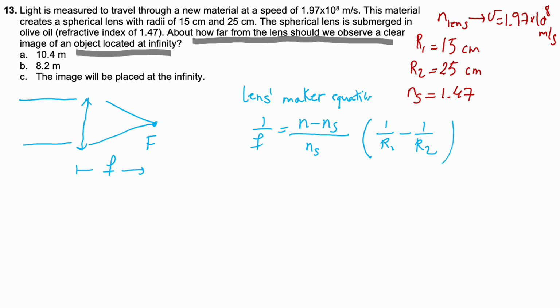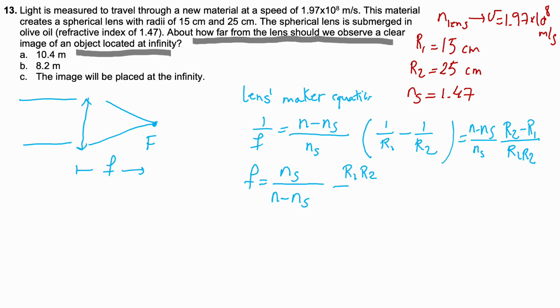We can work this one a little better. We have the difference of the refractive indices, and here we have R1, R2 minus R1, and we can flip it over. So the focal length is going to be the refractive index of the surrounding medium divided by the difference between the refractive index of the lens and the refractive index of the medium, and then the product of the radii divided by the difference of them.